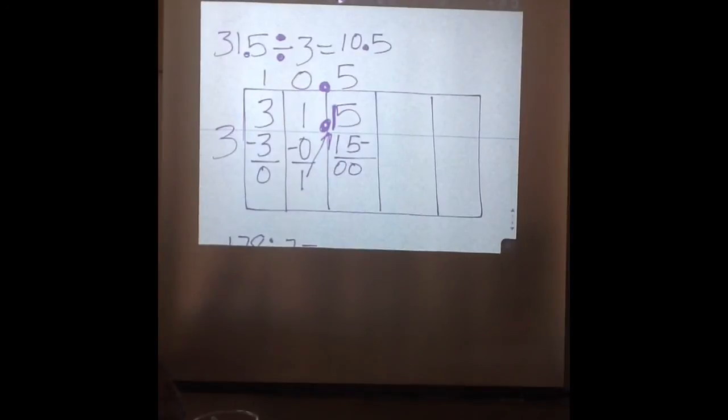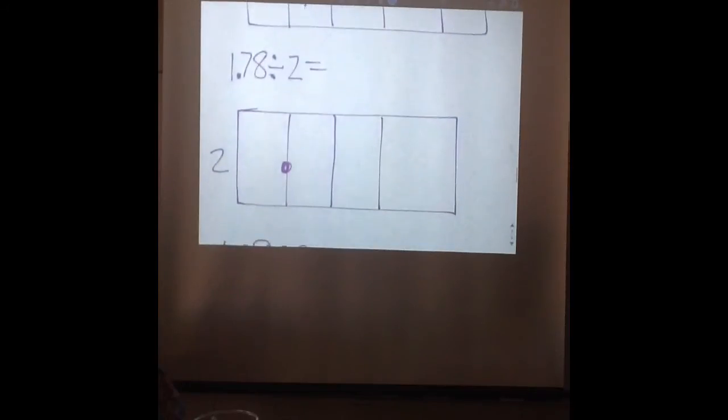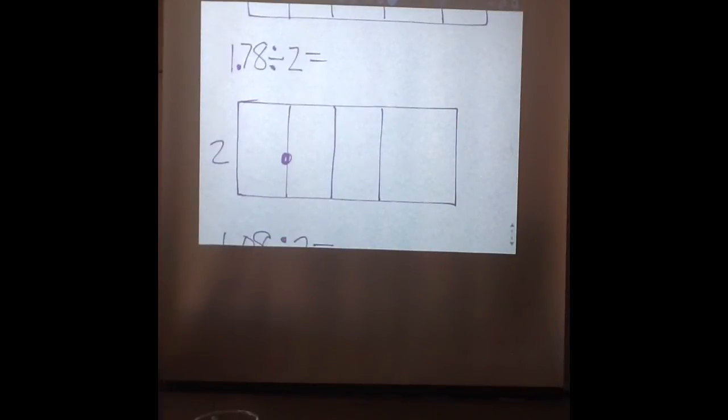You want to do one more? Sure, let's do it. How do we do this? Now pause it and you try it at home, okay? That way, let's see if you can get the same one. I already put your 2 here next to the box. Where do you put the 1.78?